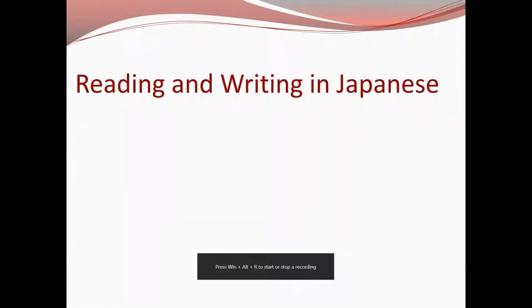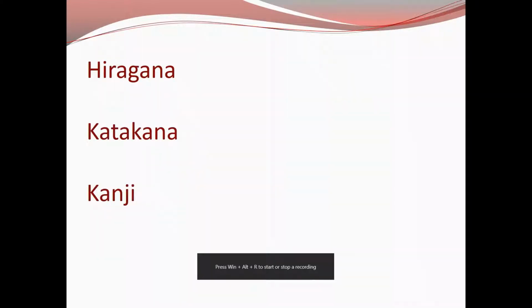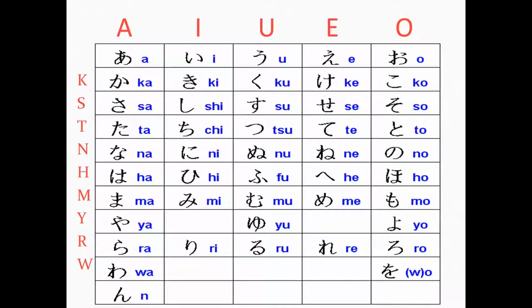Alright, so we've got reading and writing in Japanese, and as I said before, we have Hiragana, Katakana, and Kanji. So we are going to start with Hiragana. This is the Hiragana alphabet. It is read just like a chart, so we have our vowel sounds on top and our consonant sounds on the left. So let's start with the vowels here. We have A, I, U, E, and O.